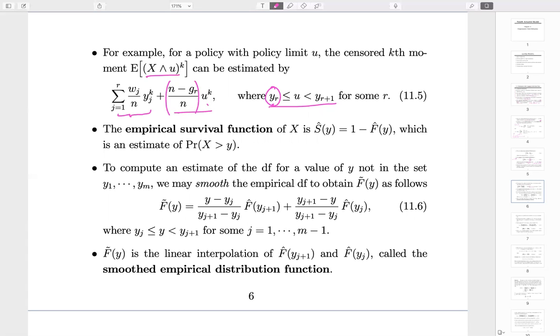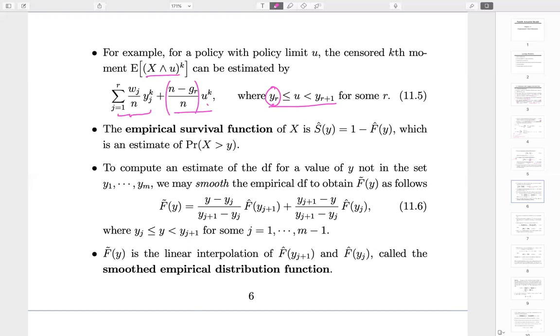Obviously, this area stays the same, because for this part, x is actually smaller than the limit. So everything's straightforward at this moment, I believe. Once you define the empirical CDF, obviously you can define the empirical survival function, in the same way as we define the survival function. It's just 1 minus the CDF.